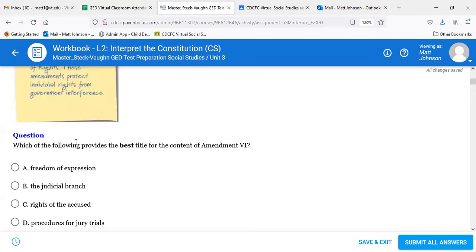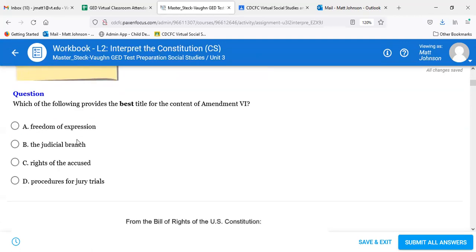Sasha Gay, could you read question 1 for us? Okay. Which of the following provides the best title for the content of Amendment 6? A, freedom of expression. B, the judicial branch. C, rights of the accused. D, procedures for jury trial.